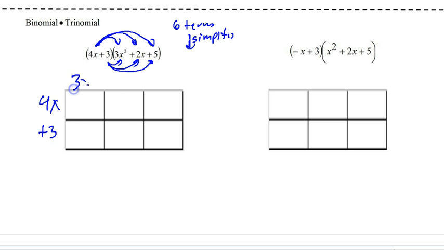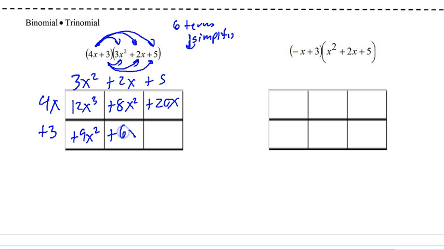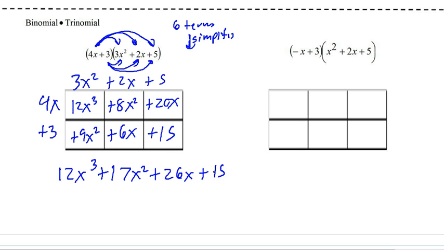So 4x plus 3 times 3x squared plus 2x plus 5. So that's 12x cubed plus 8x squared plus 20x plus 9x squared plus 6x plus 15. And if you notice, the diagonals here are like terms. So we have 12x cubed, and then 8x squared and 9x squared gives us a total of 17x squared. 20x and 6x will give us a total of 26x, and then a 15. And then that is your answer, whether you use FOIL or box method.